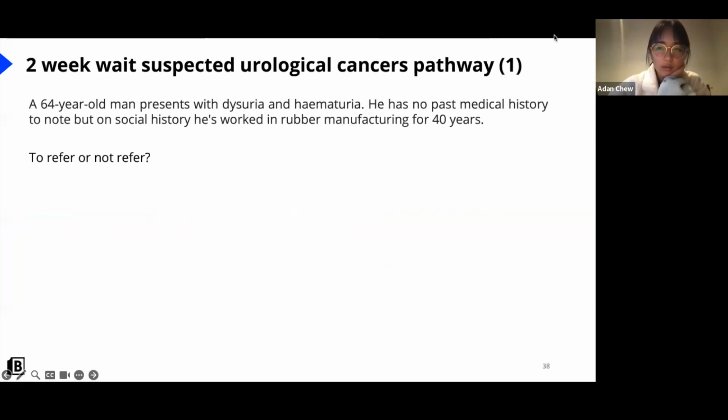So we've got the first, which is a 64-year-old man who presents with dysuria and hematuria. He's got no significant past medical history to note, but he's worked in rubber manufacturing for 40 years. Would you refer or not refer?